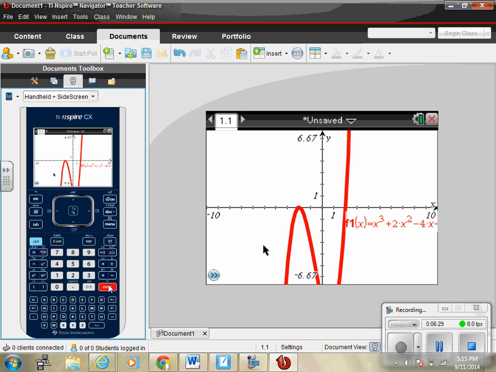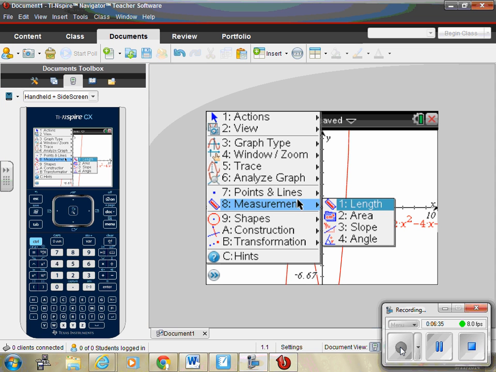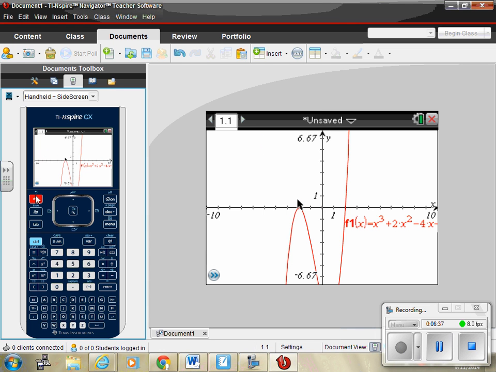Notice that at the x value of negative 2, we see that it actually touches the x-axis instead of passing through it. That's going to be an important thing when we look forward at the next topic.